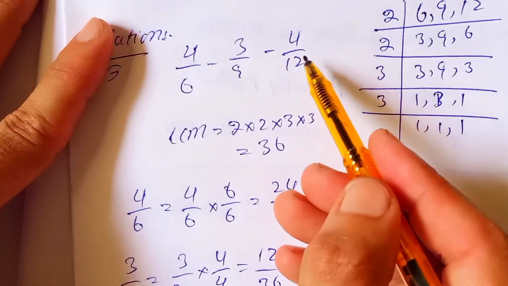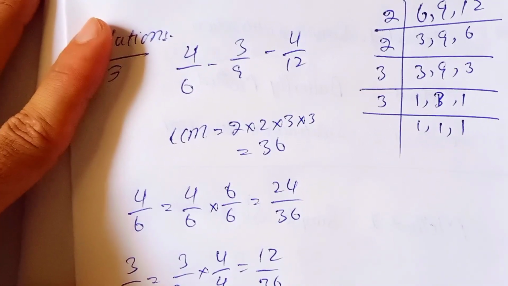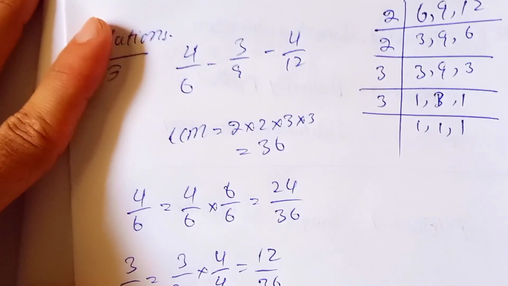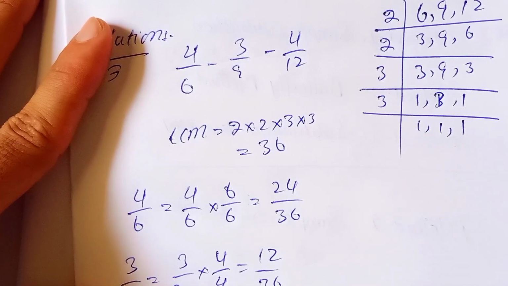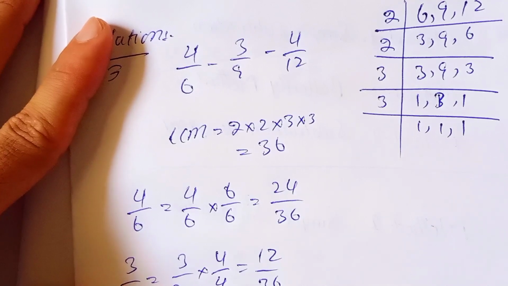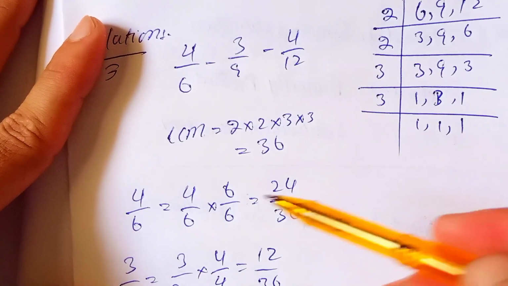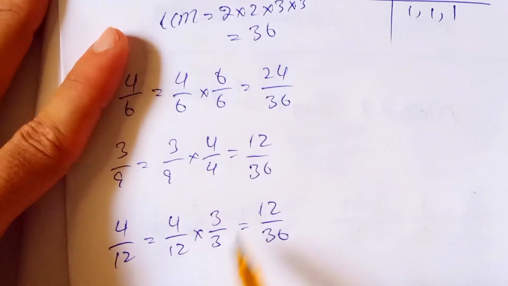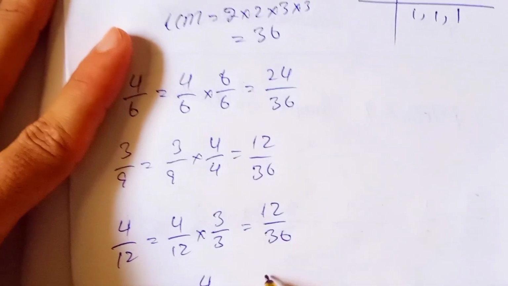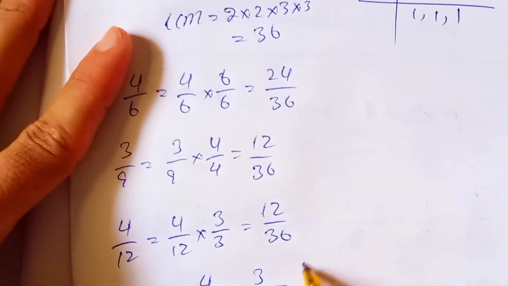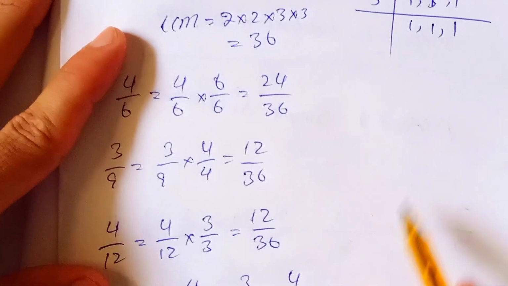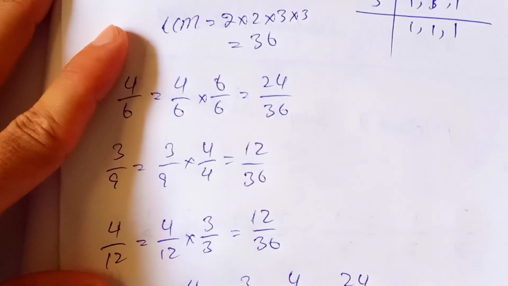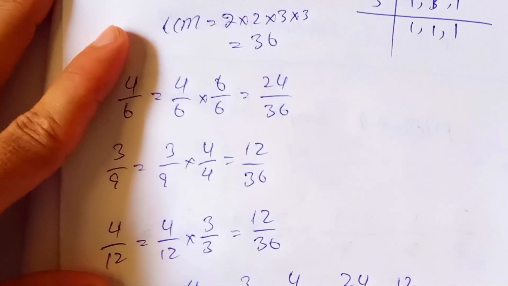Now we'll multiply 4 over 12, right? So 4 over 12 is equal to 4 over 12 times 3 over 3, which is equal to 12 over 36, since 4 times 3 is 12, and 12 times 3 is 36. So here we got 3 equivalent fractions, right? Now we'll subtract these fractions. So we can write 4 over 6 minus 3 over 9 minus 4 over 12 is equal to 24 over 36 minus 12 over 36 minus 12 over 36, right?